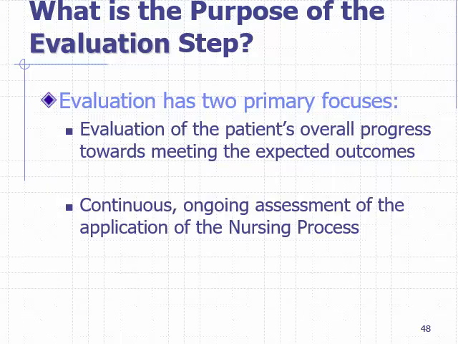And finally, you have the evaluation step in the nursing process. And the evaluation step has 2 primary purposes. One is the evaluation of the patient's overall progress towards meeting the expected outcomes, which are patient-focused. That's a patient-focused evaluation. And 2, it's a continuing, ongoing assessment with the application of the nursing process. And so that one is nursing-focused.